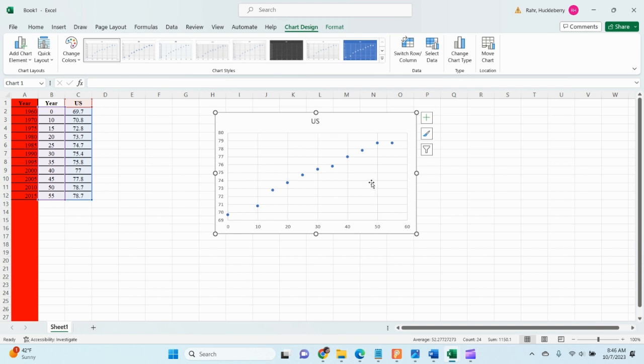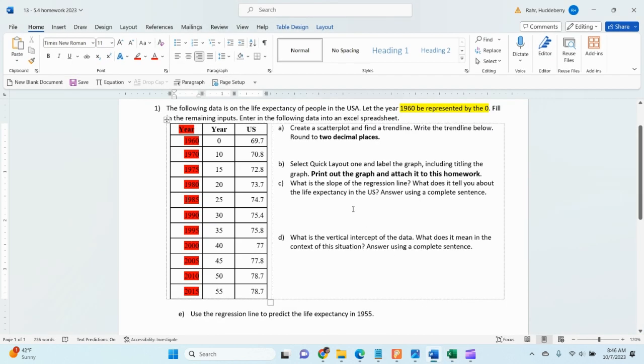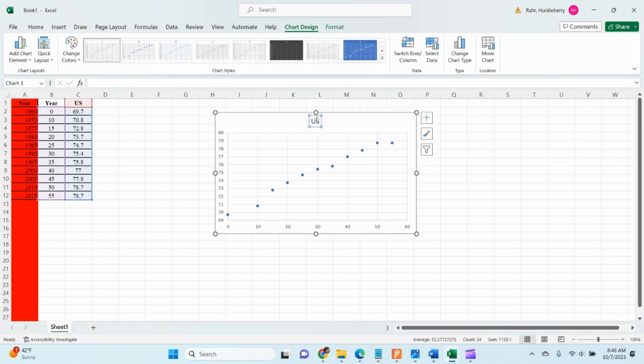I'm going to change this title to, what do we have? The following data is life expectancy of people in the US. All right, so I'm going to change my title to just that.